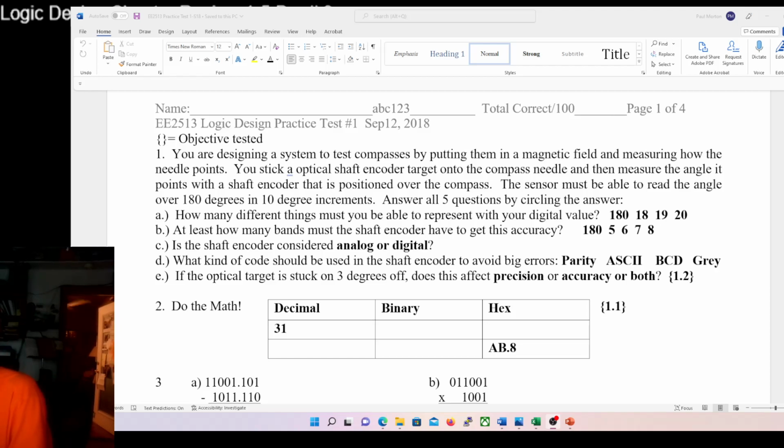So the powers are 2, 4, 8, 16, 32. We have to use 32 because 16 is less than 19, and if you round up to the nearest power of 2, it's going to be 32, and that is 2 to the 1, 2, 3, 4, 5. So 2 to the 5th. That means we need 5 bands in our target.